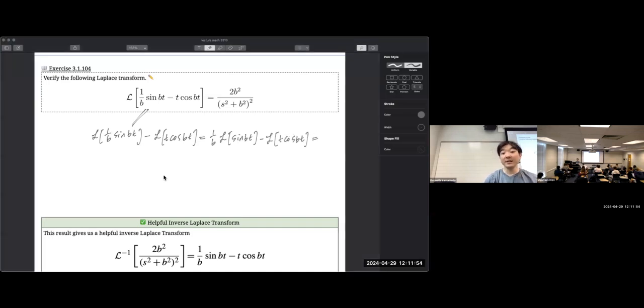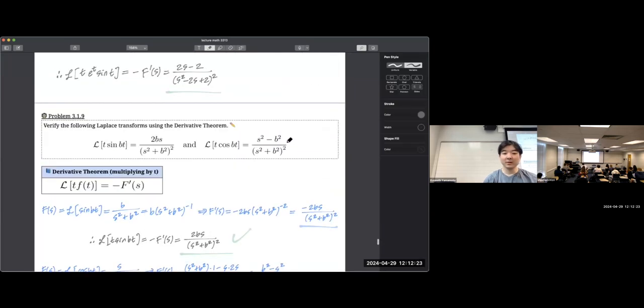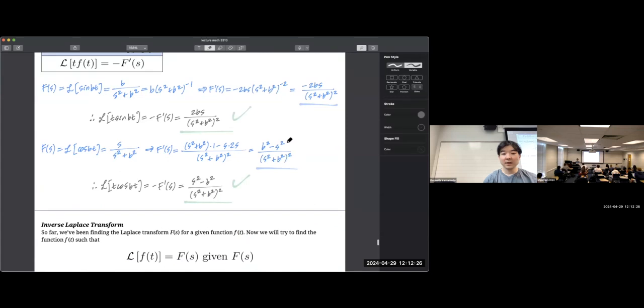But we know sine of bt, that one is b over s squared plus b squared. You'll be given these, so you don't have to worry about it on the test, but on the final, I'm going to give you a page full of these Laplace transforms, so you don't have to use space on your formula sheet. The t cosine of bt, we did this before, I think. The Laplace transform of t cosine of bt is this right here. I'm just going to copy and paste that.